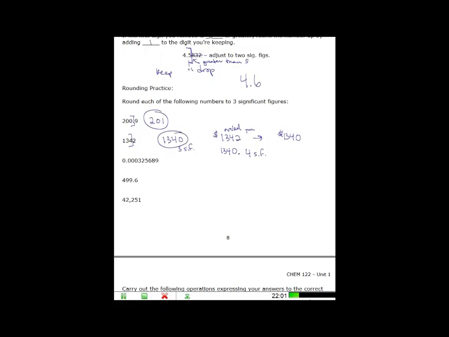Okay, this number, 0.000325689. Round it to 3 significant figures. Now remember, these zeros are just placeholders, so they're not significant. So I'm going to have to go here, put my bracket. So 0.000326. That has 3 sig figs.